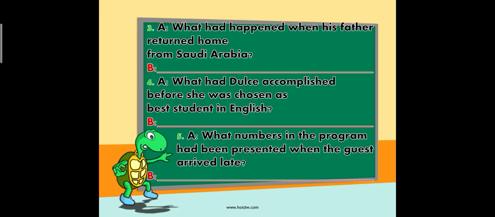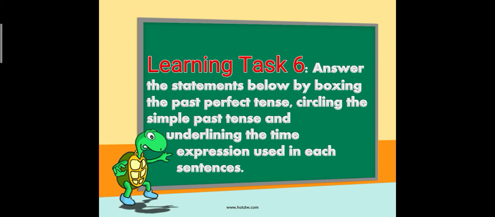I hope you can provide all the possible answers on the dialogues. Now let's move on to learning task number 6. Answer the statements below by boxing the past perfect tense, circling the simple past tense, and underlining the time expression used in each sentence. This is the same as what we have done in learning task number 2.